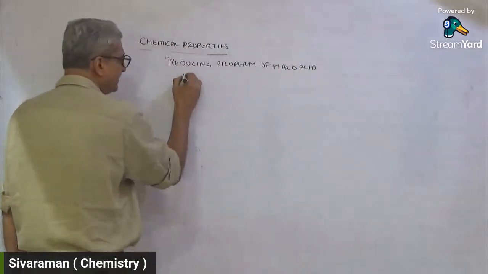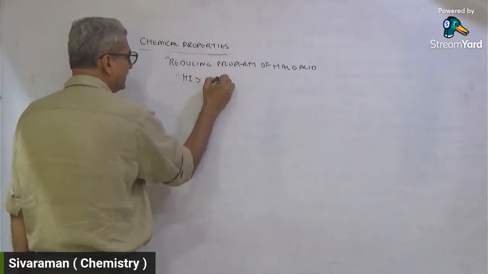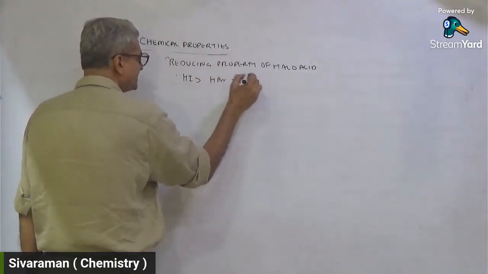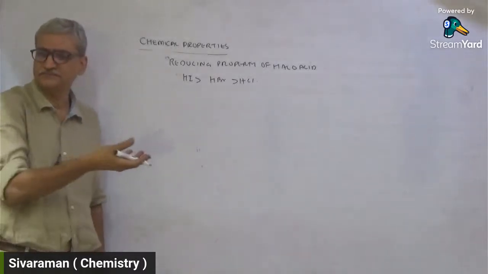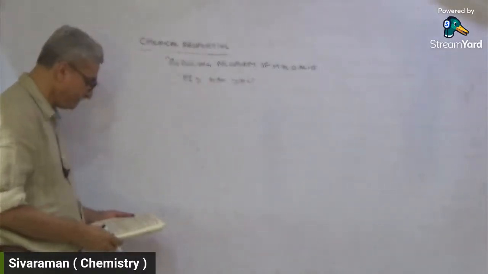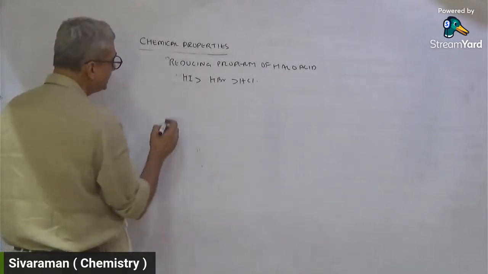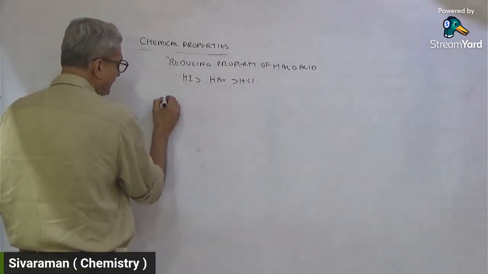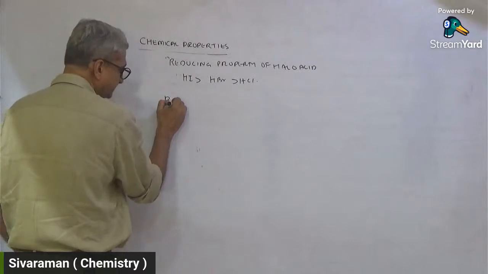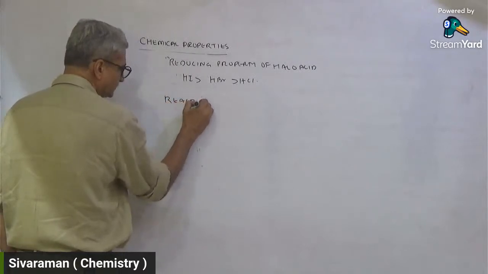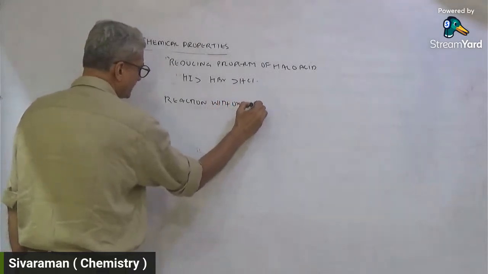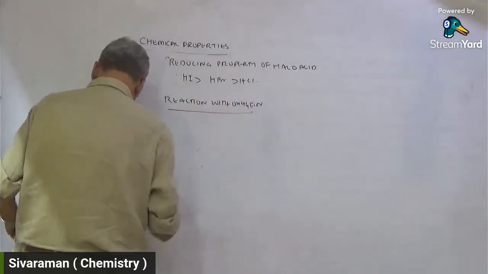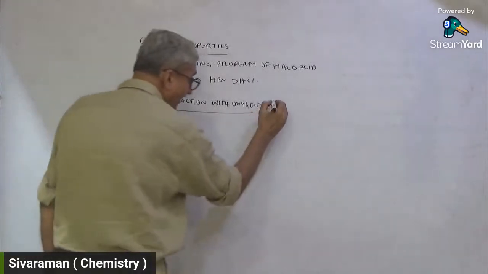So what do we have? HI greater than HBr greater than HCl. We will not talk about HF because HF does not easily break down to form ions. Then next is reactivity with oxygen. So we talk of reaction with oxygen of halogens.